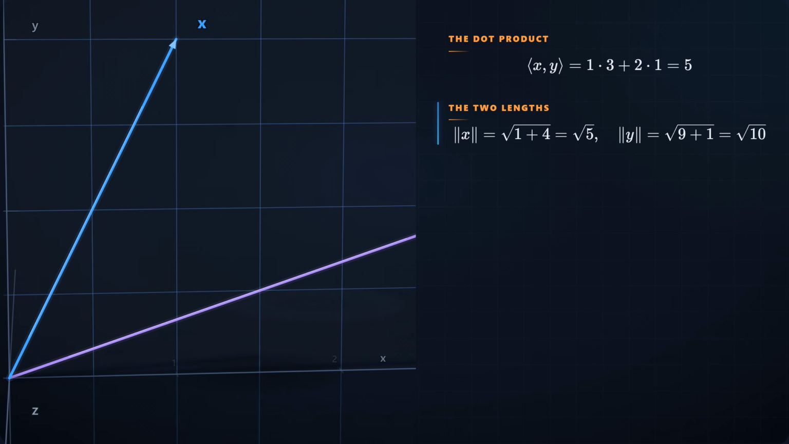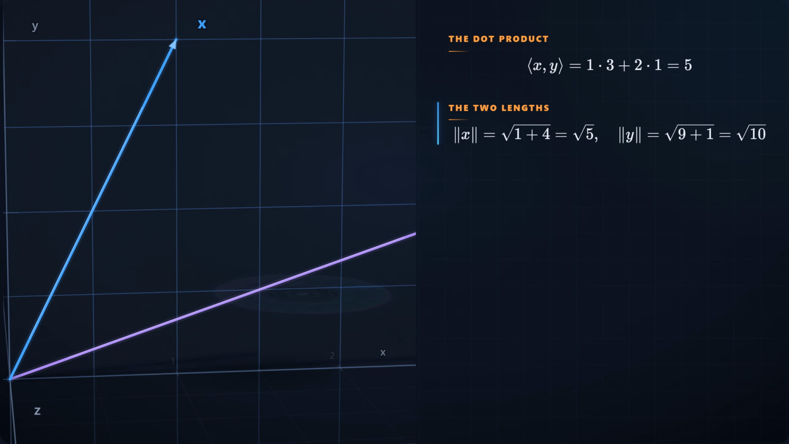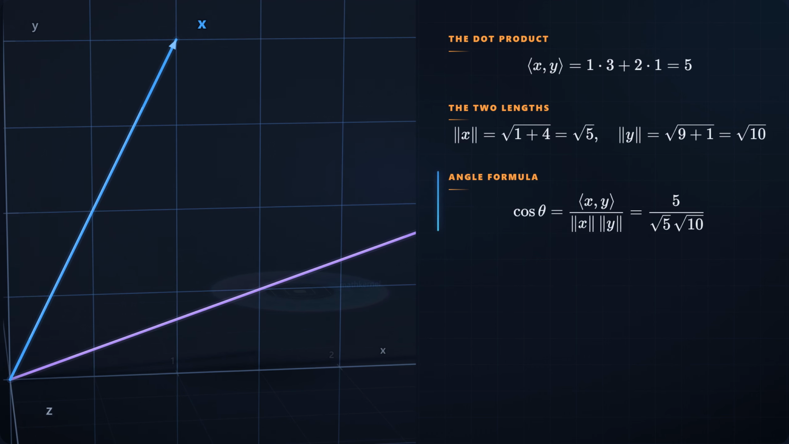Now the two lengths, each the root of the sum of squared components. x has length root 5, y has length root 10. The angle comes from the defining relation. The dot product equals the product of the lengths times cosine theta. Solve for cosine: 5 over root 5 times root 10.